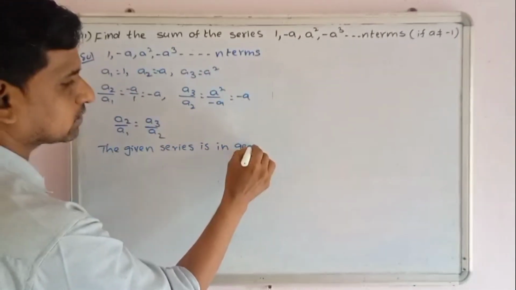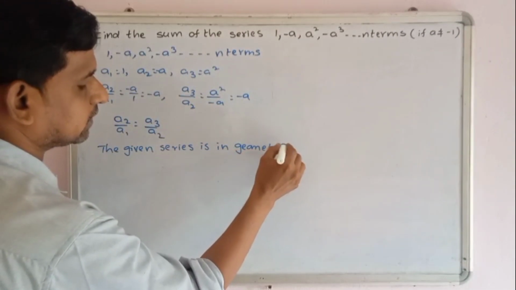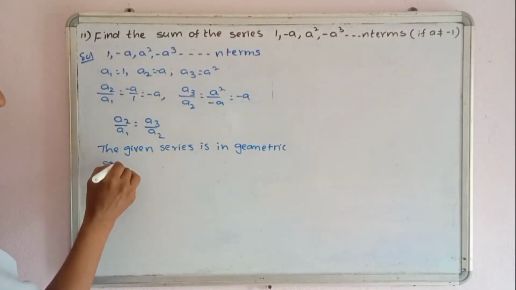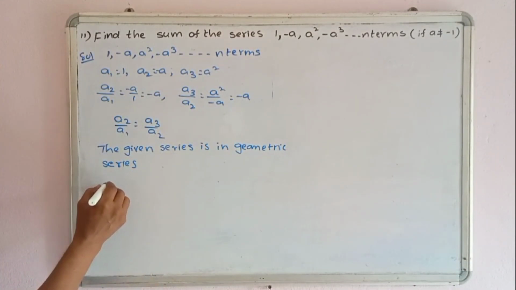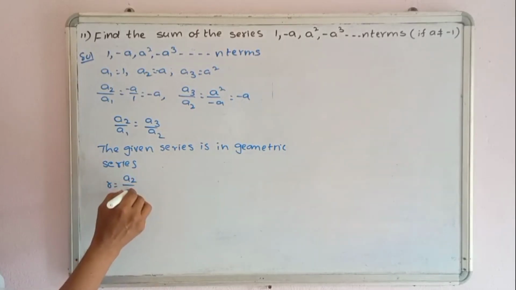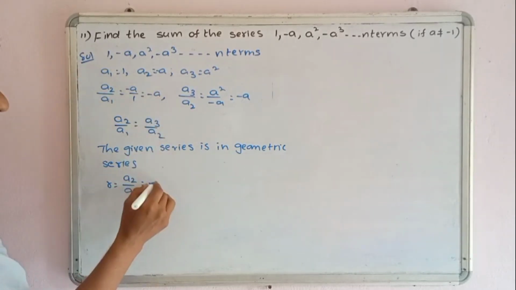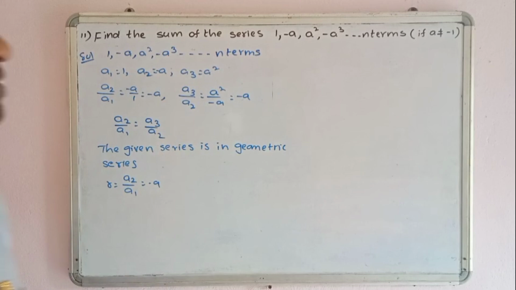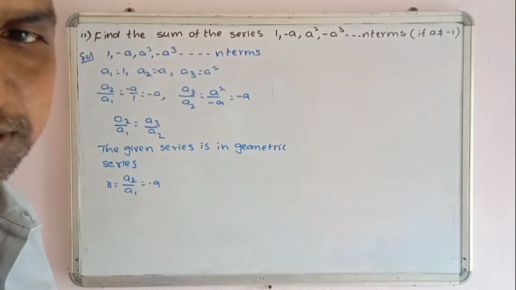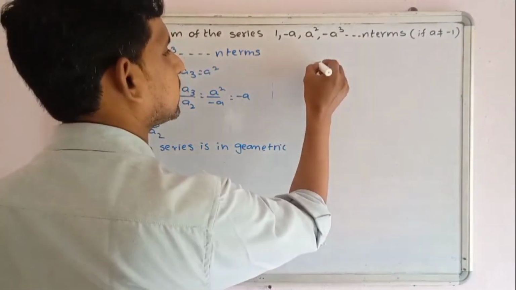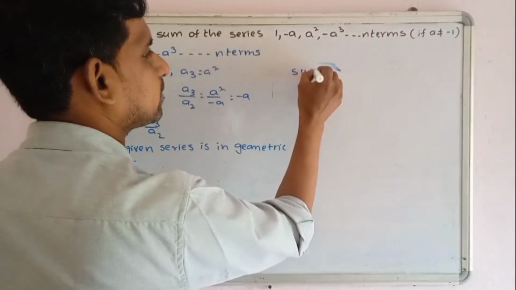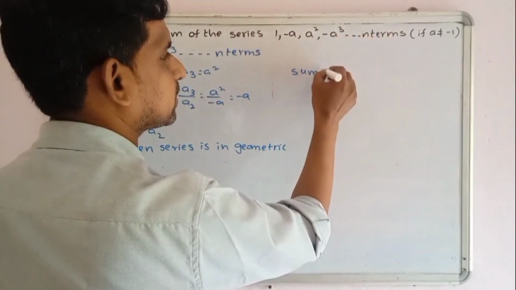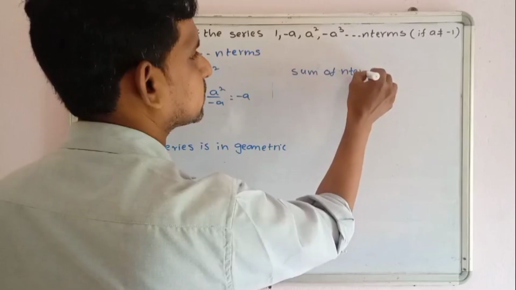In geometric sequence, geometric series. Now what is the common ratio here? r equals a2 by a1. Already we did this one, that is minus a. Now we will find the sum of n terms. What is the sum of n terms? Sn equals the sum of the series. How many terms are there? n terms are there.